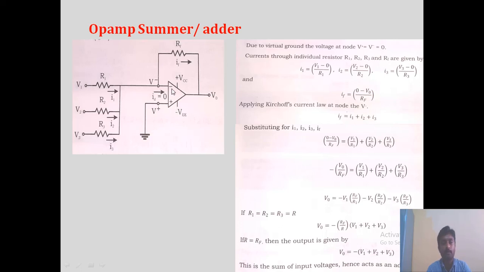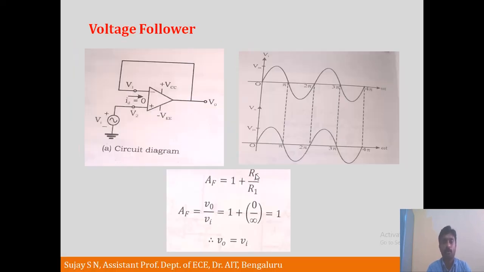Why? Because it is an application of the inverting amplifier. They are using an inverting amplifier here to design a summer. That's why here also the output expression will have a negative sign. This is Opamp summer. And then we have voltage follower.